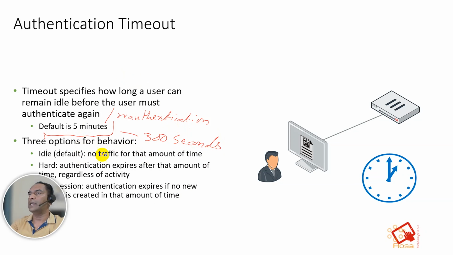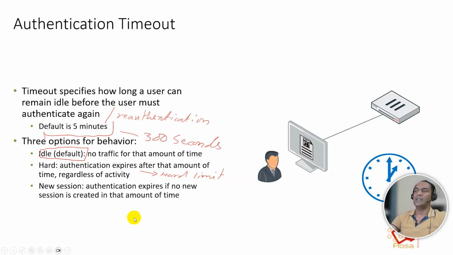Three options for behavior exist. One is idle, that means no traffic for that amount of time. Second option is hard, where even if you are sending traffic or not, the authentication still expires after this. So you can say it is a hard limit. And the third is based on a session. Authentication expires if no new session is created in that amount of time. So it is not based on the traffic, but on a new session. So these are the three options for active authentication timeout, or captive portal authentication timeout.